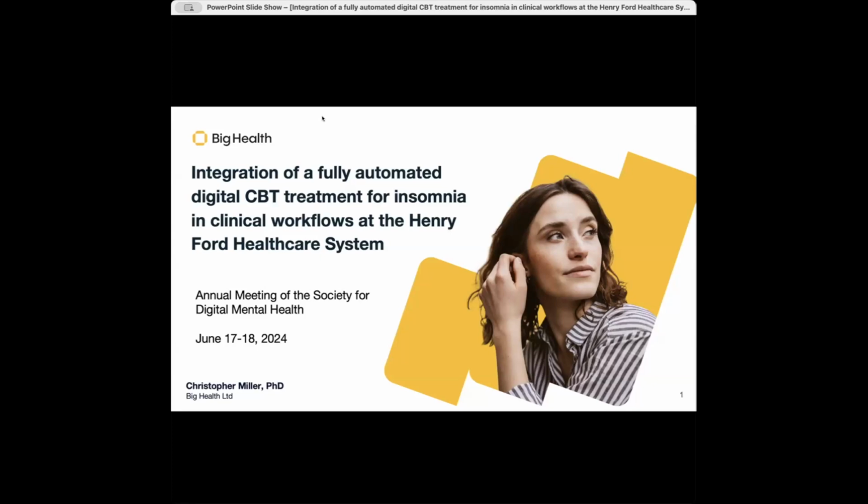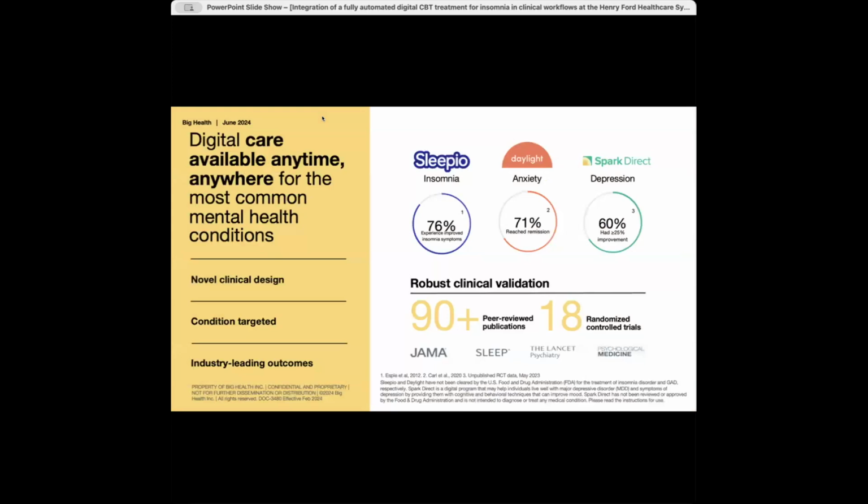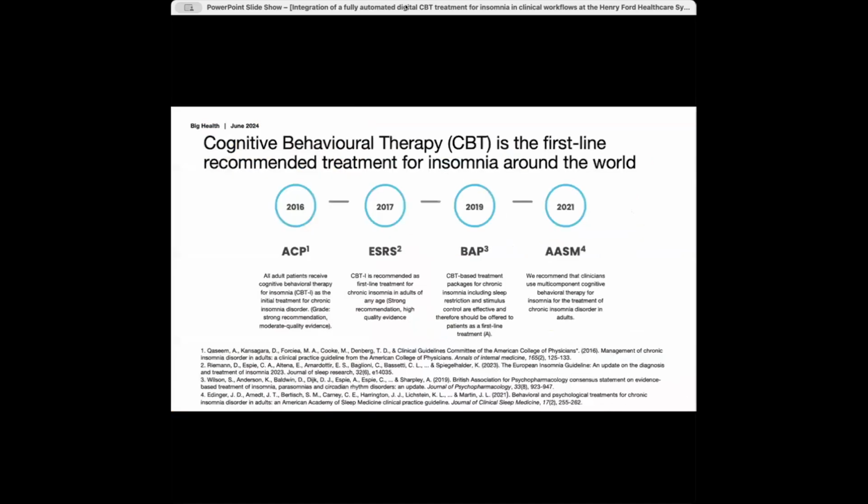And so I'm Chris, and I'm going to talk about the integration of digital CBT for insomnia into workflows in Henry Ford Healthcare System. I'm an employee of Big Health, and Big Health build digital treatments for insomnia, anxiety, and depression too. These are fully automated treatments that don't require a therapist to support. And cognitive behavioral therapy is the first line recommended treatment for insomnia per guidelines around the world. This has been the case for some time now.